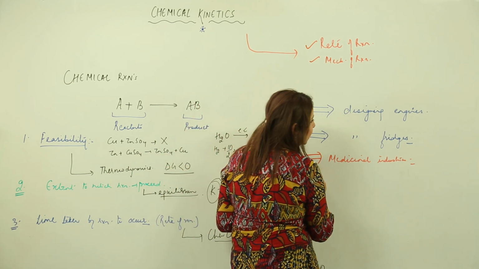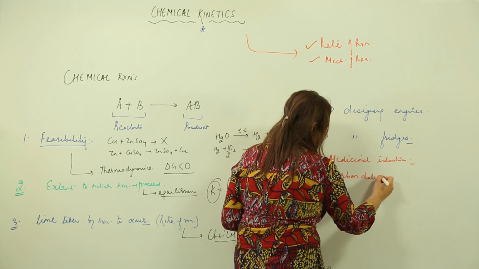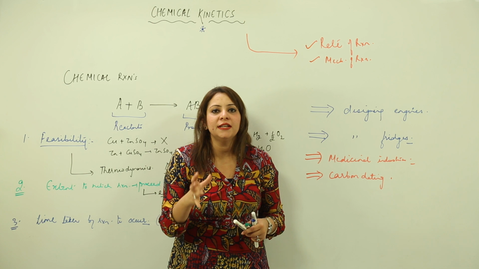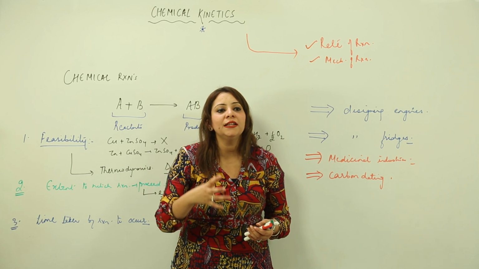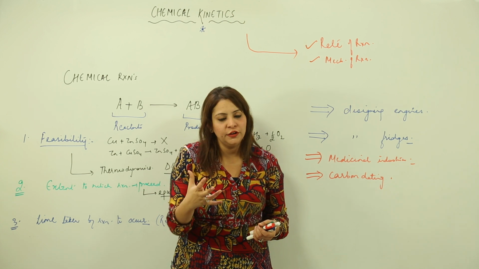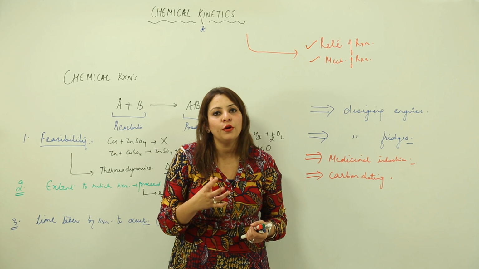Our fourth concern is that it is used in carbon dating. What is carbon dating actually? Carbon dating is a technique which is used to find the age of fossils. So carbon dating is a process used to know the age of fossils.